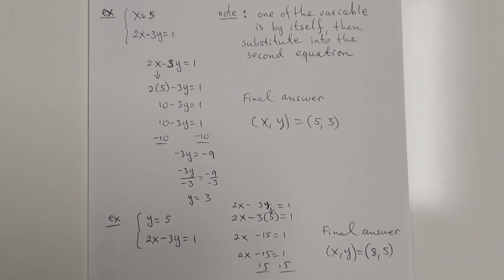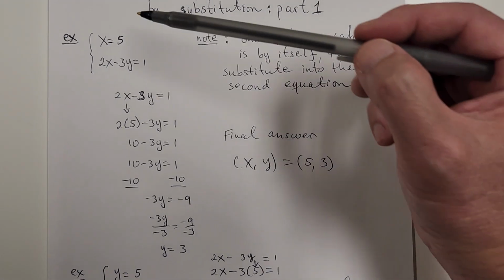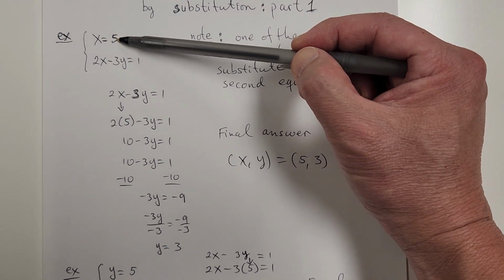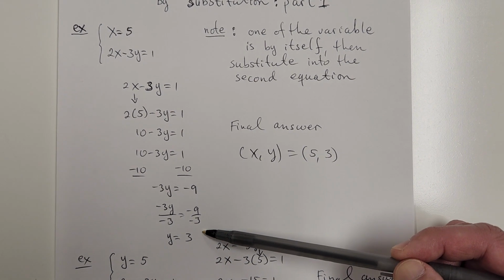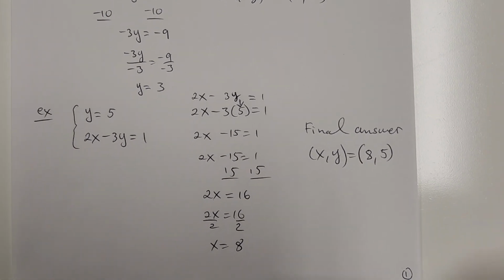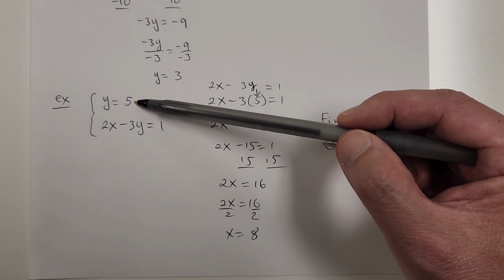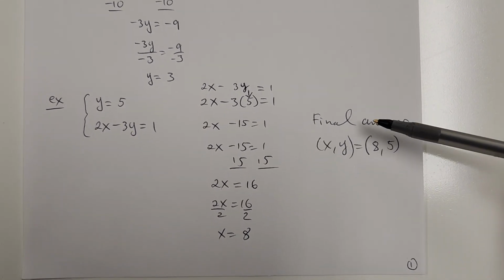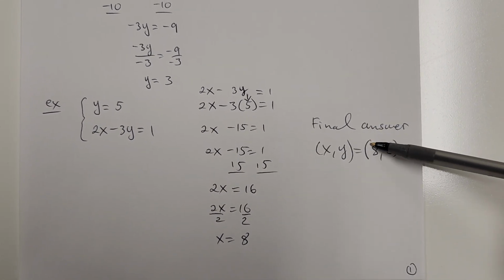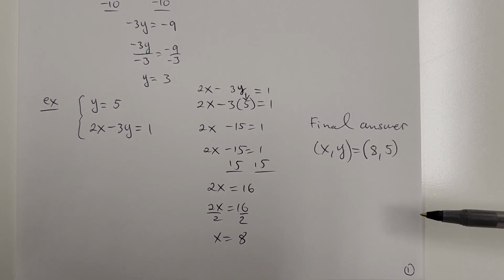So going back to the first example, we already know what x is. Now go find y. And the reverse, we already know what y is. Now go find x. So again, when you write your answer, make sure x goes first and then y.